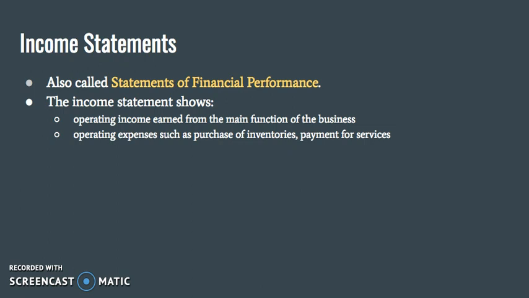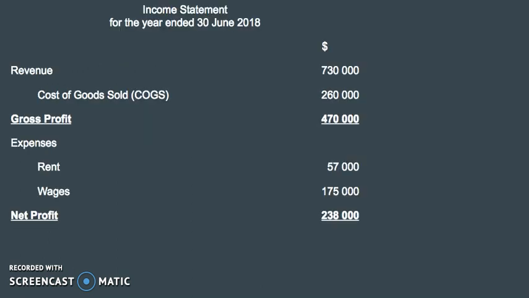So we'll look at a very simple income statement now, and simple in the sense that it doesn't have a lot of expenses there. I'm constrained by space here, and it also doesn't show the taxes paid as well. So it's simple in terms of it's just going to go through revenue, gross profit, expenses, and net profit.